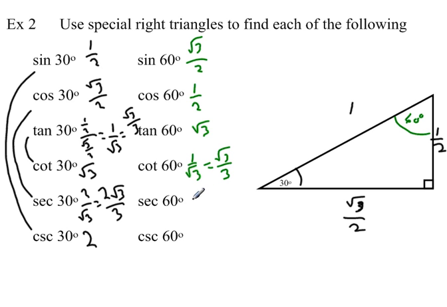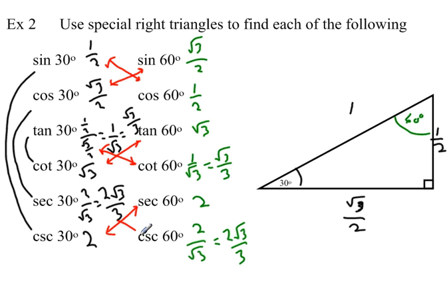Secant is the reciprocal of cosine, and cosecant is the reciprocal of sine, which is 2 square root of 3 over 3. Now here's something that you should notice here. You should notice that the sine of 30 and the cosine of 60 are the same. And likewise, sine of 60 and cosine of 30 are the same. You should also notice that the tangent and cotangents of these angles are the same, and that the secant and cosecant of these angles are the same.